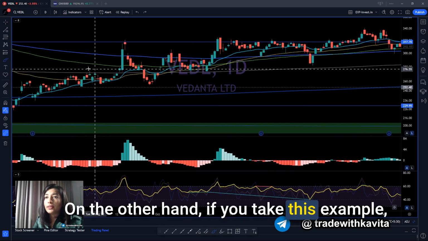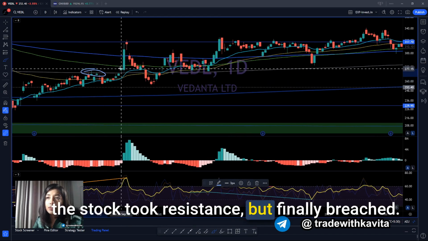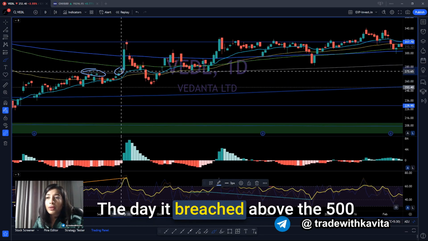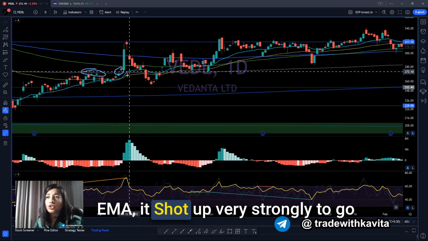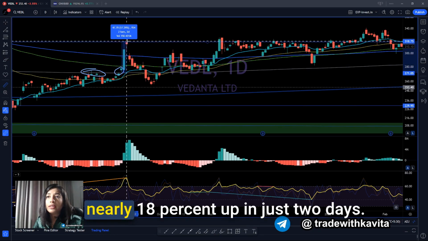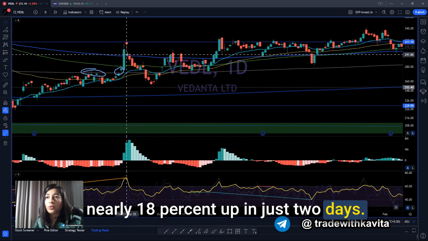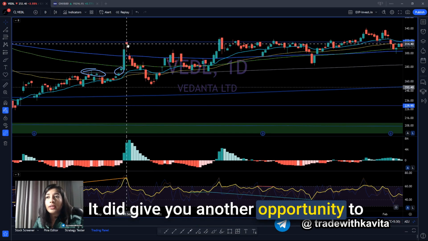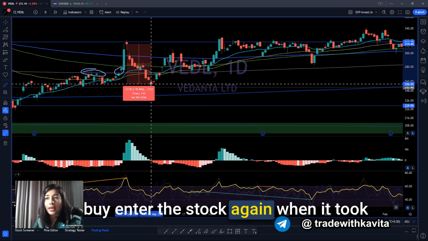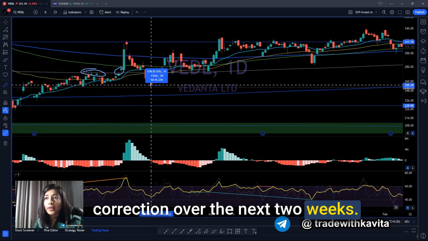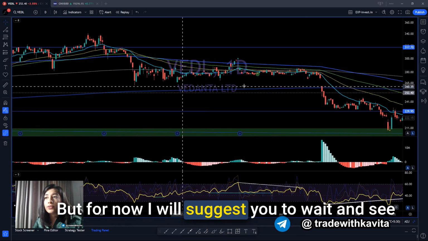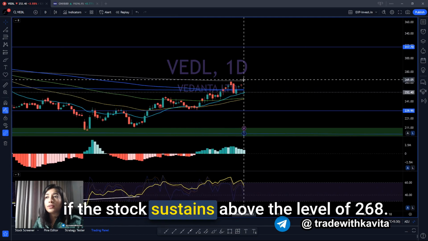On the other hand, if you take this example, the stock took resistance but finally breached. The day it breached above the 500 EMA, it shot up very strongly to go nearly 18% up in just 2 days. It did give you another opportunity to enter the stock again when it took correction over the next 2 weeks. But for now, I will suggest you wait and see if the stock sustains above the level.